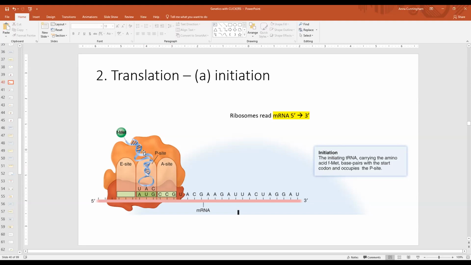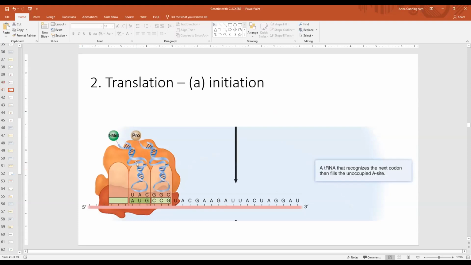Okay, so we've basically assembled our complex. We have our ribosome bound to the mRNA. In the P site, we have our start codon, AUG, and we have our first tRNA in the P site carrying methionine. So there's more that happens during initiation for translation. The next thing that happens during initiation is, okay, we assembled the complex, now we just need it to get moving.